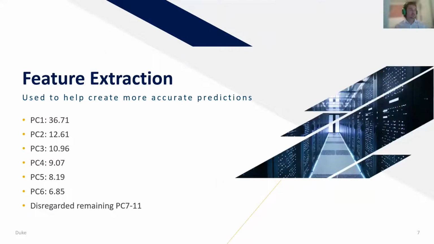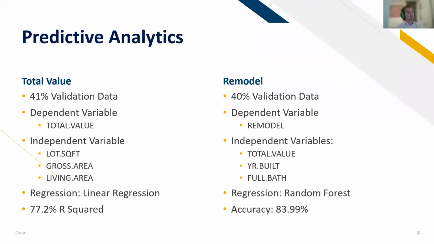So then after finding out about these houses, I decided to go into actual analysis, and I started out with feature extraction. I decided to do this because I wanted to create more accurate variables so that I can get more accurate predictions down the line. After getting these, PC7 to PC11 were no longer adequate in my opinion, so I disregarded those and was only using PC1 to PC6 in my analysis. Then I went to my predictive analysis after that.